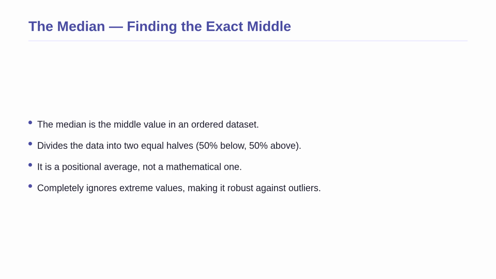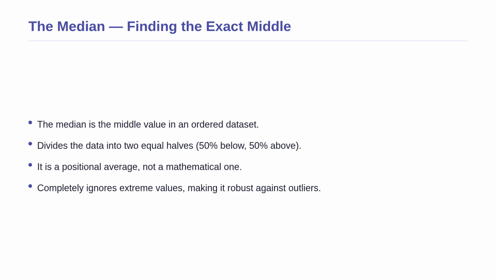So we have thoroughly explored the mean. This brings us to our second measure of central tendency, the median. Imagine lining up students from shortest to tallest and picking the person standing exactly in the middle. That is the median. It is formally defined as the middle value in a dataset when the values are arranged in order. Unlike the mean, the median is a positional average rather than a mathematical one.